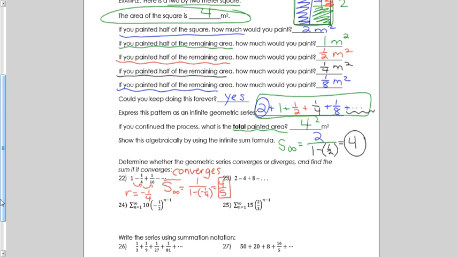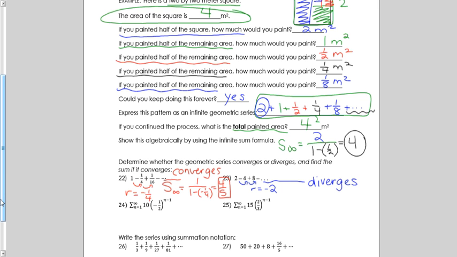If I look at number 23, on this one, what am I doing every time? My common ratio is -2. I'm multiplying by -2 every time. If I look at my dot, dot, dot, these are going to keep getting bigger and bigger. They're going to alternate between positive and negative, but still the terms are getting bigger and bigger, and therefore I'm going to diverge. It's not going to have a sum. It won't come to a specific value.